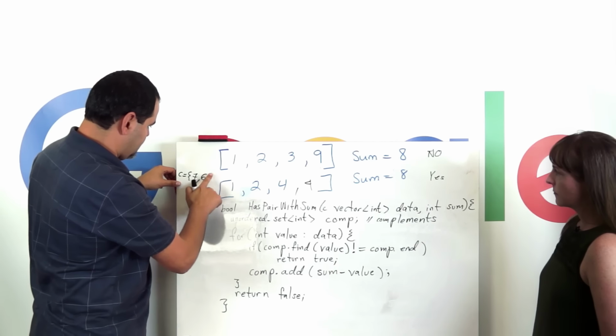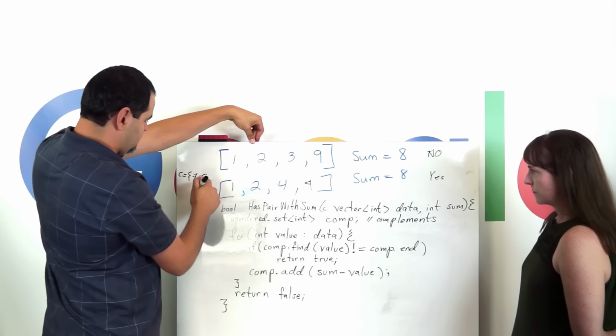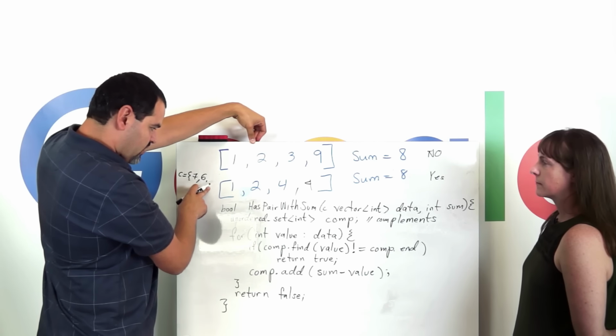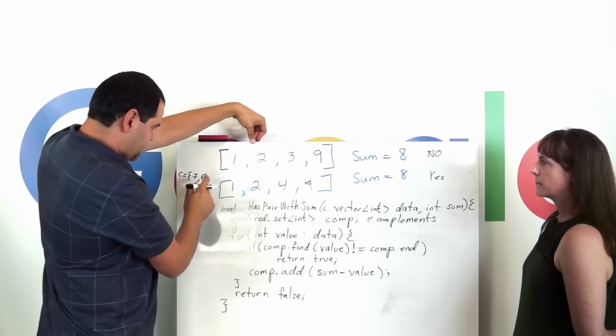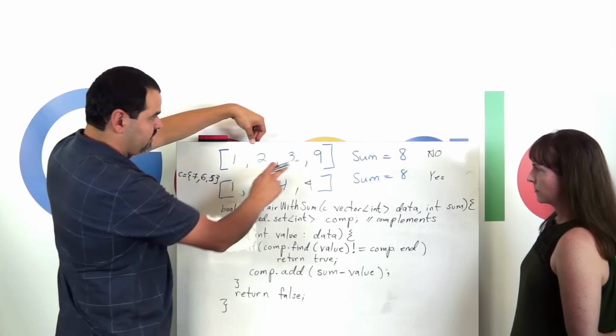The next case is I get a 3. Have I seen a 3? No. Well, have I seen the complement of a 3? No. So I just shove in the 3. Nice, that 3 is complement. Good point. And then the last one, no, I have not. There's no 9 here, so it would correctly return false.